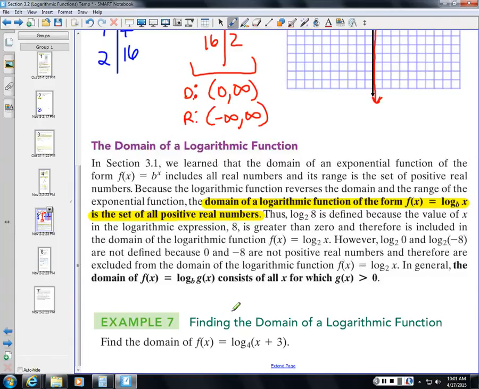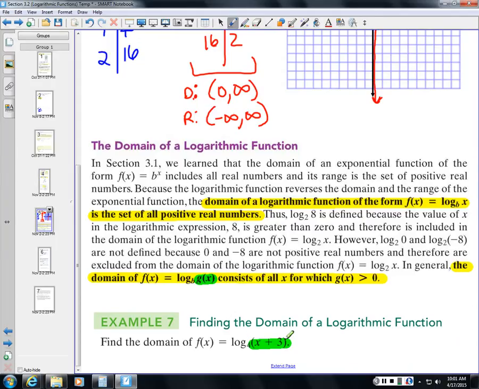The domain of log functions, if it's in that form, is the set of all positive real numbers. You can read through this, but what we're going to try to understand is that if we have a transformation, the domain we can find just by looking at the function is going to consist of all the x's for which your g of x, whatever's behind your log, is greater than 0. So for instance, if you look down at example 7, just that x plus 3, we take that, set it greater than 0, and that's going to tell me how my domain has moved.